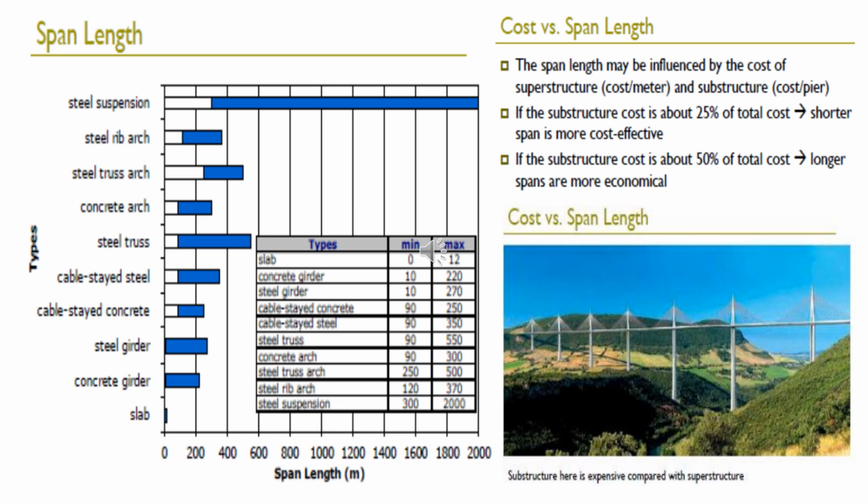Let us now have the cost versus span length. The span length may be influenced by the cost of superstructure and substructure. If the substructure cost is about 25% of total cost, shorter span is more cost effective. If the substructure cost is about 50% of total cost, longer spans are more economical.